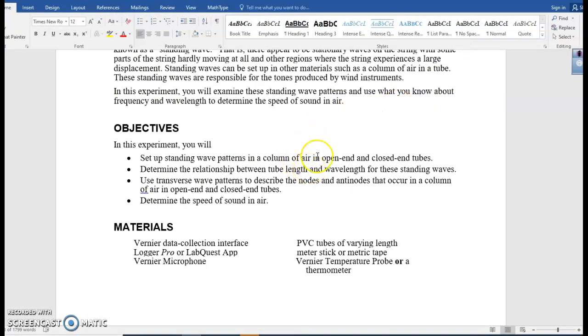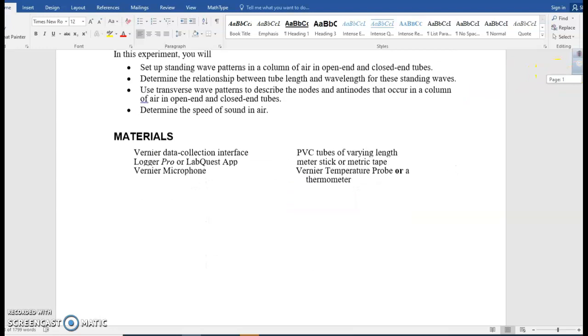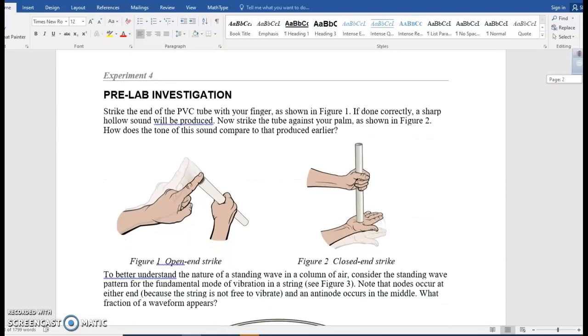In this lab, we're going to set up some wave patterns by smacking the end of some PVC piping, and we would set up a microphone that would show the frequency, and also an FFT graph which would show the peak frequency, and we're going to look at both of those. Since we can't do it for real, I'll just show you the graph.